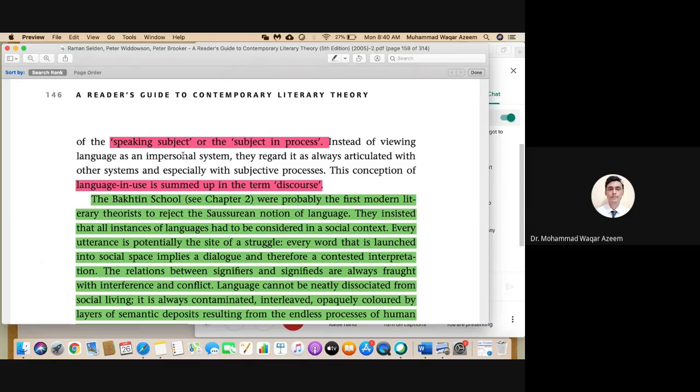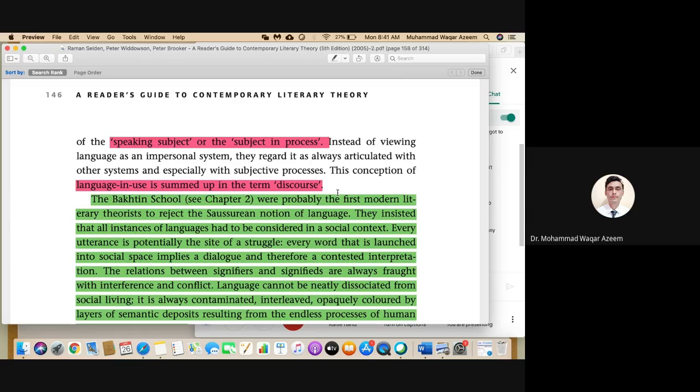Instead of viewing language as an impersonal system, they regard it as always articulated with other systems and especially with subjective processes. This conception of language in use is summed up in the term discourse, right? So here is the transition from structuralism to post-structuralism. So the structuralists treated language as a kind of inert system, as a lifeless system, as a mechanical system. There are pre-existing structures and they just got mixed up and remixed through the author, and thereby we have a text available to us.